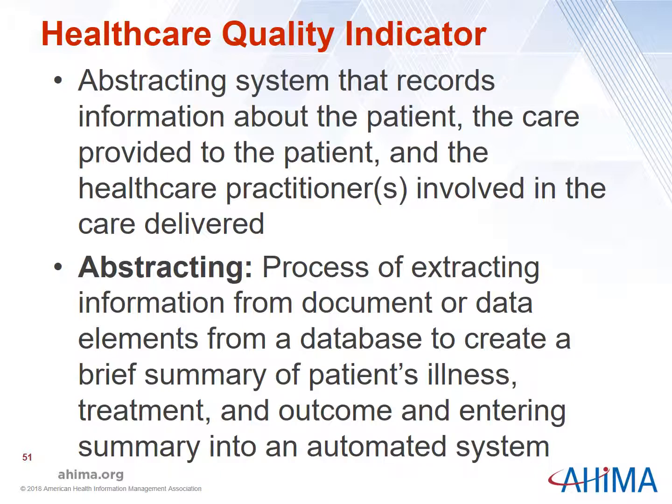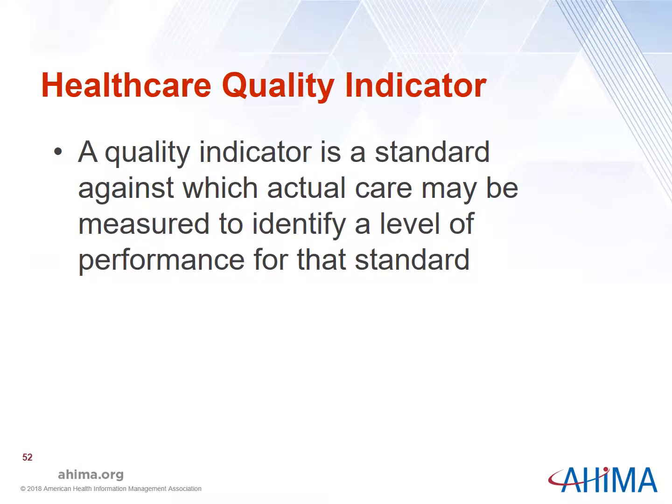A quality indicator is a standard by which care may be measured to identify a level of performance for that standard. Users in the HIM department may be the coders or a separate group of employees with the necessary skills and qualifications to read, understand, and abstract information from the healthcare record into the quality indicator system.